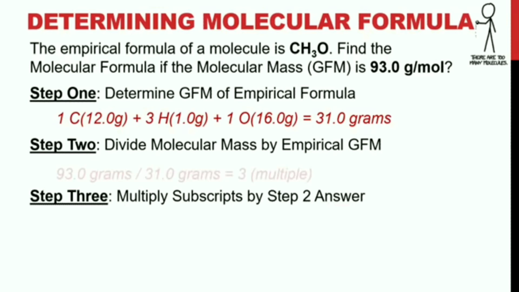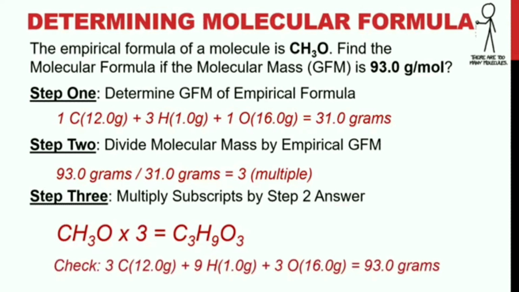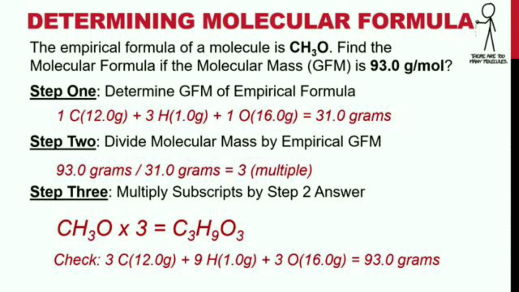So you can see our empirical formula mass is 31, which gives us a multiple of 3. Our final formula becomes C3H9O3. When we check to make sure that the mass of our molecular formula equals that of the empirical, we can see that we were correct.